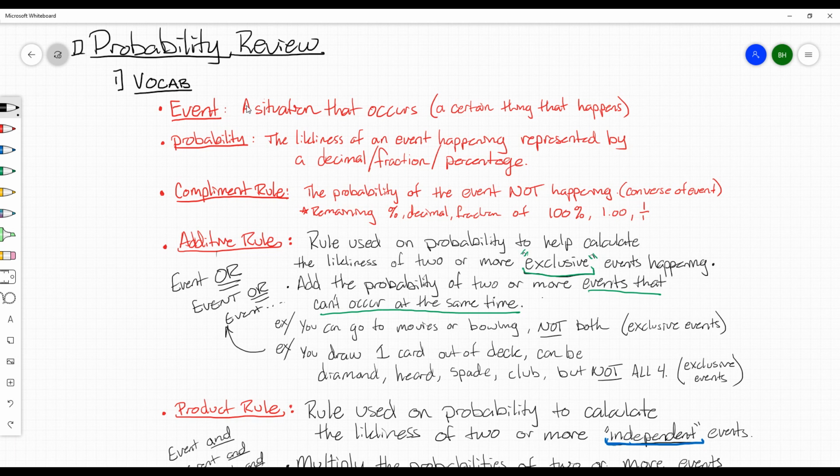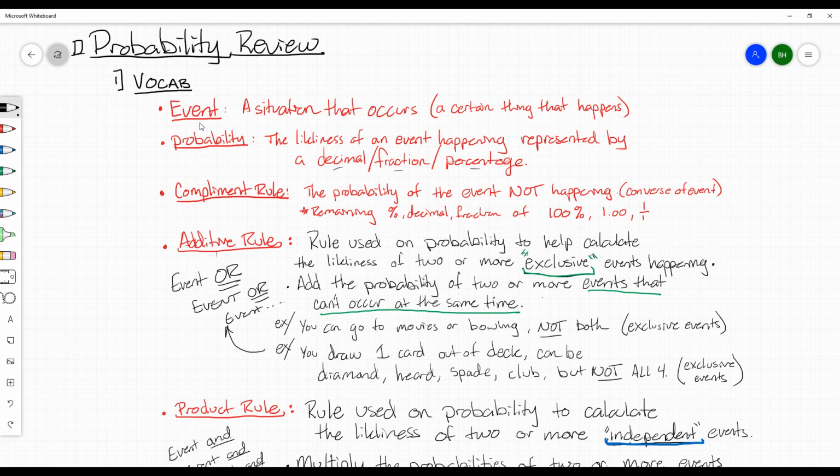But we started off with some key vocab, looking at an event. What is an event? And we, as a class, determined that it's like a situation that occurs. It's just a certain way that something happens, or a piece of the problem that we want to look at. Probability is the likeliness of that event or any event from happening. It's often represented by a decimal or fraction or a percentage value. It is a numerical value when we go to answer for probability.